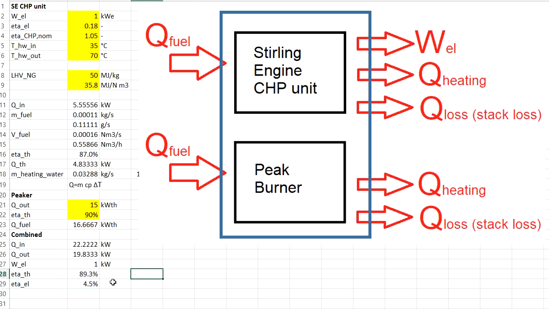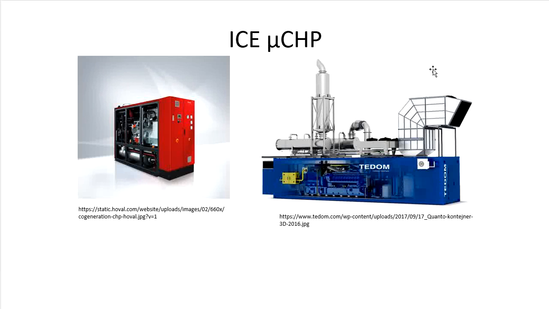So we can see that when we need the additional power, the overall thermal efficiency will be about 90%, just below that, but the electrical efficiency will drop to less than 5% from the original 18%. So this was the example for the Stirling engine. Now we will look at the second topic of our today's tutorial, which is CHP systems based on internal combustion engine.